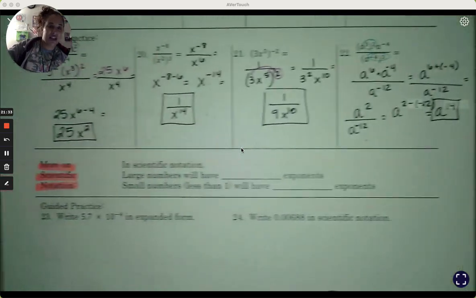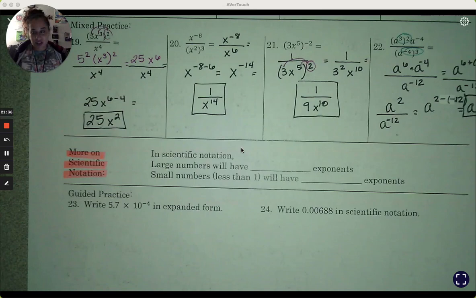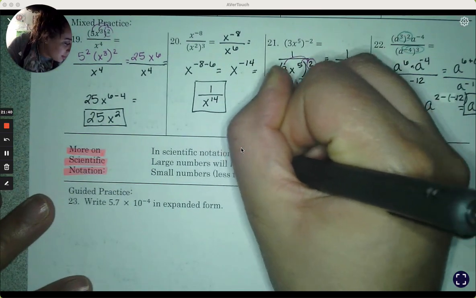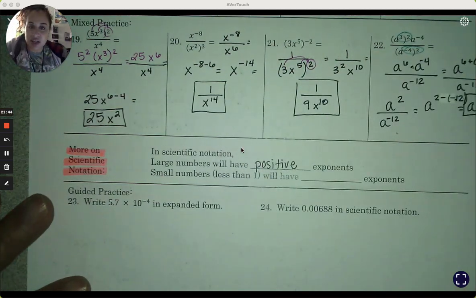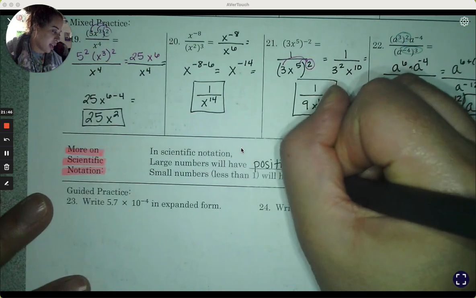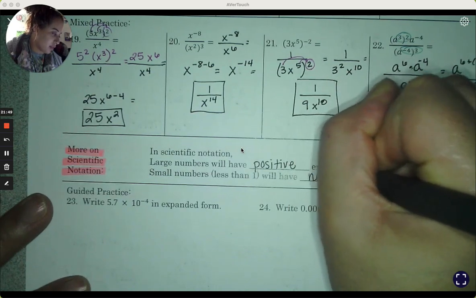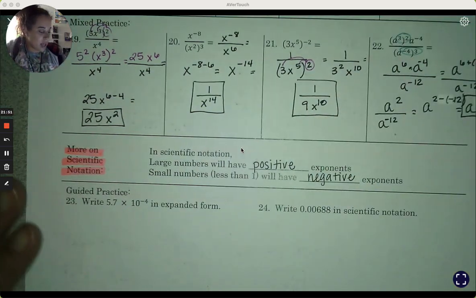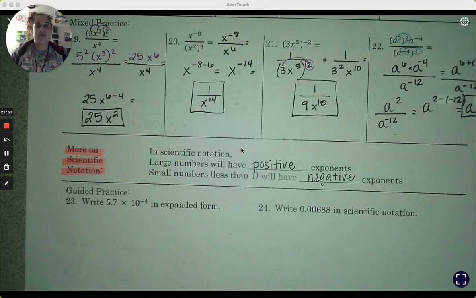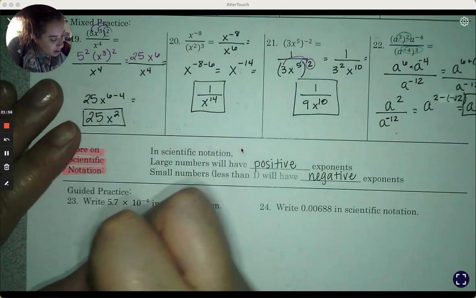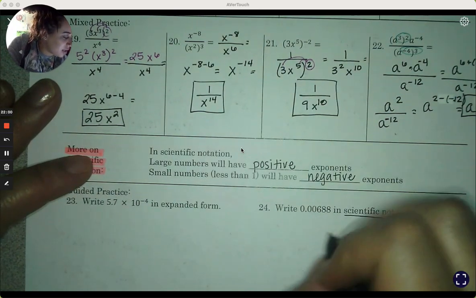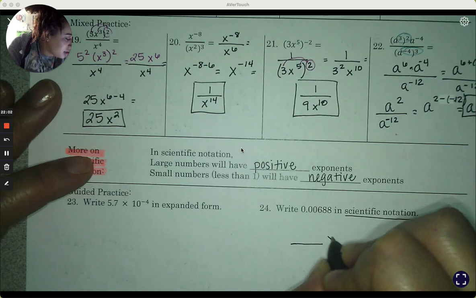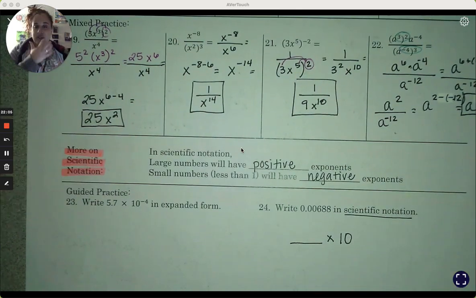So moving on to scientific notation. In scientific notation, large numbers are going to have positive exponents. Small numbers, ones that are less than 1, are going to have negative exponents. Okay, so remember from our last set of notes, when we're writing in scientific notation, it's going to be some number times 10 to some exponent.